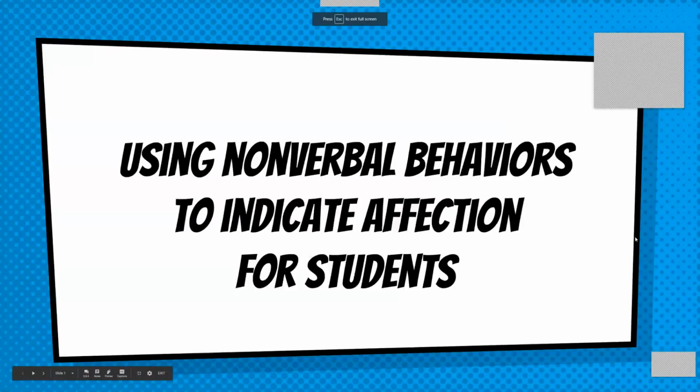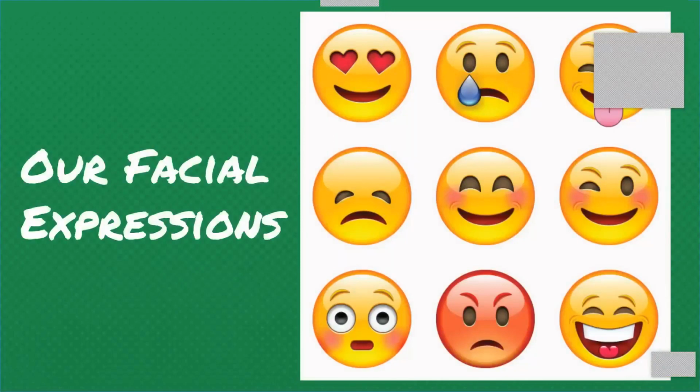All right, so I was asked to talk a little bit about using nonverbal behaviors to indicate affection for students. And so the first one that I just wanted to make sure that we all thought a little bit about is how we use our face to communicate with our students. Not necessarily emojis, but actually our facial expressions that we use in the classroom say a lot about how we feel, about what is going on in our classroom, about ourselves, about the other students in the classroom. Everything is communicated through our face, and so we just need to be really aware of that.